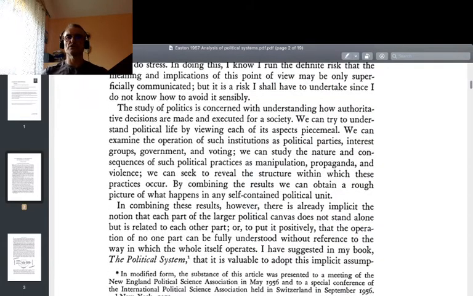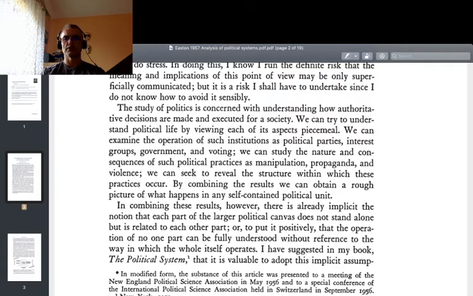The study of politics is concerned with understanding how authoritative decisions are made and executed for a society. We can try to understand political life by viewing each of its aspects piecemeal. We can examine the operation of such institutions as political parties, interest groups, government and voting. We can study the nature and consequences of such political practices as manipulation, propaganda and violence. We can seek to reveal the structure with which these practices occur. By combining the results, we can obtain a rough picture of what happens in any self-contained political unit.